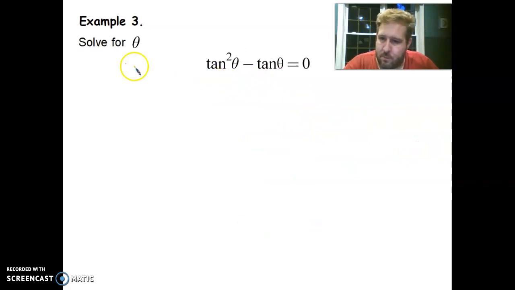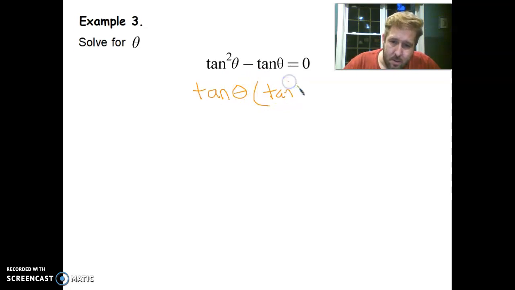All right, so for this next one, it says solve for theta. First thing I notice is that I can factor out tangent. So tangent of theta multiplied by tangent of theta would be tangent squared of theta, and then minus 1 equals 0. Now that I've got it factored, what I would do is take each factor and set it equal to 0. So tangent of theta equals 0.